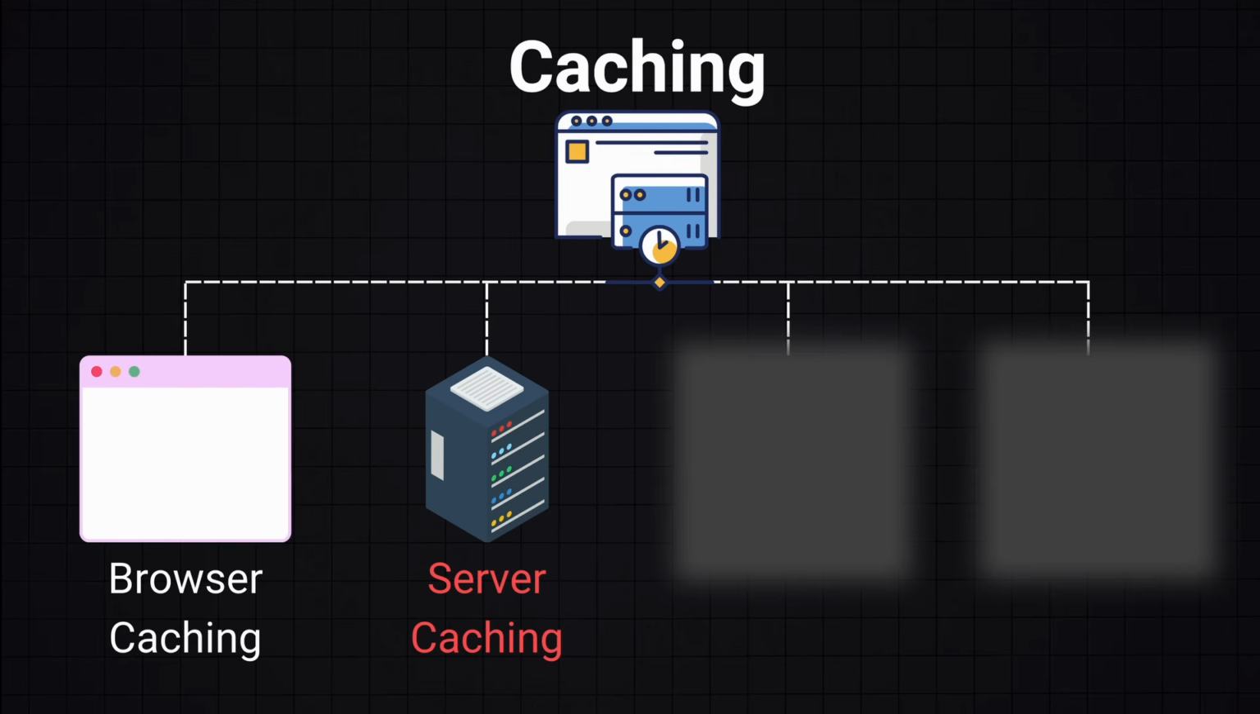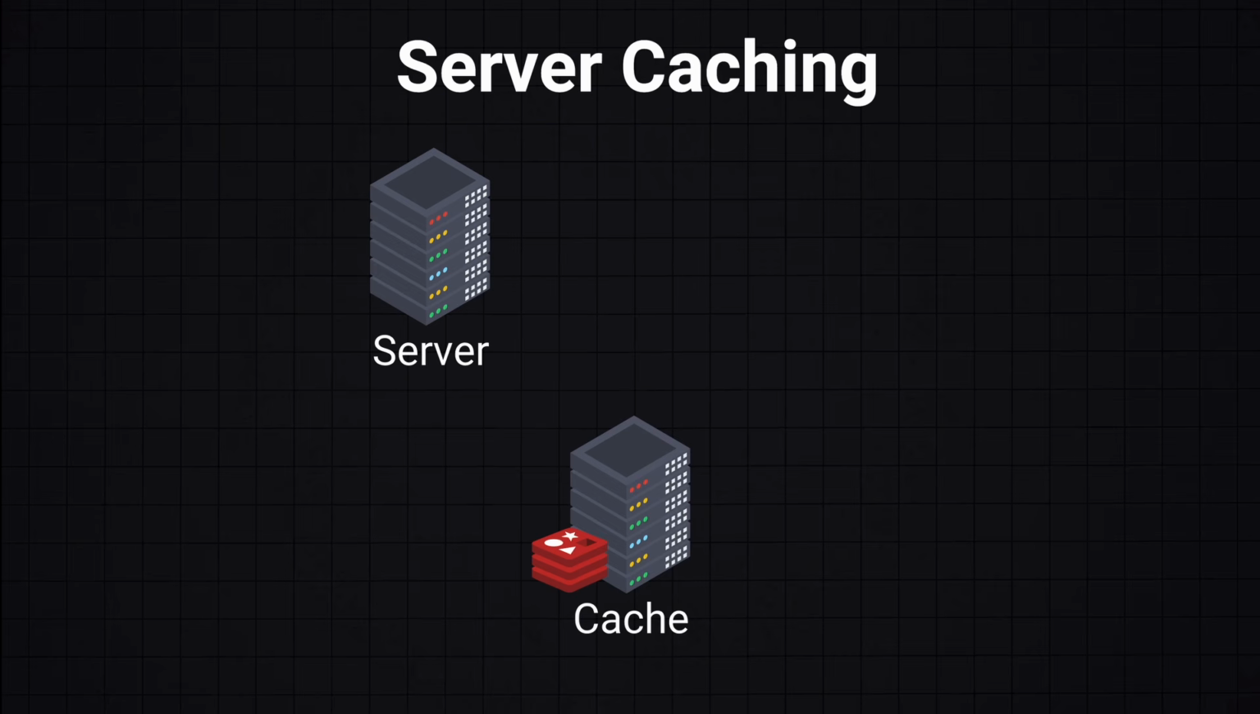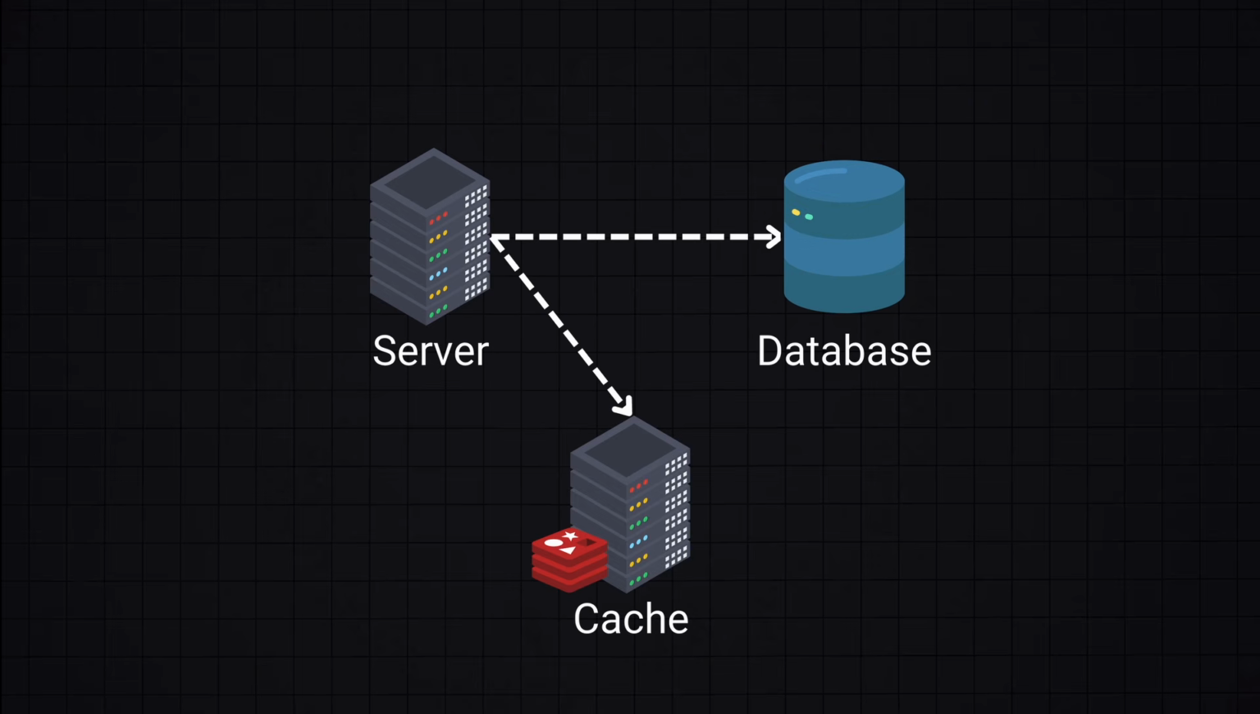We also have server caching, which involves storing frequently accessed data on the server side, reducing the need to perform expensive operations like database queries. Server-side caches are stored on a server or on a separate cache server, either in memory like Redis or on disk. Typically, the server checks the cache for the data before querying the database. If the data is in the cache, it is returned directly. Otherwise, the server retrieves it from the database, returns it to the user, and then stores it in the cache for future requests.